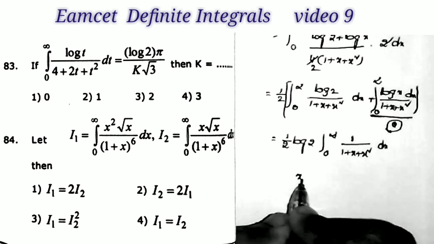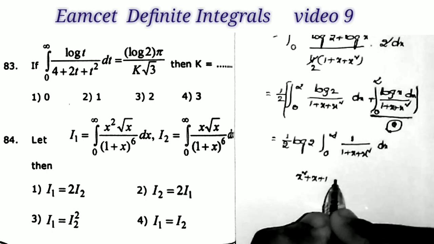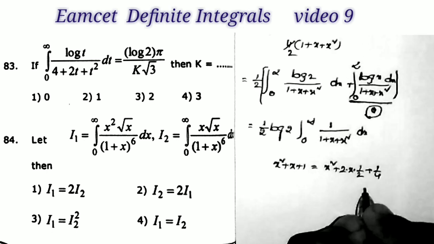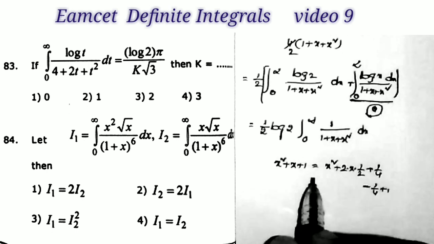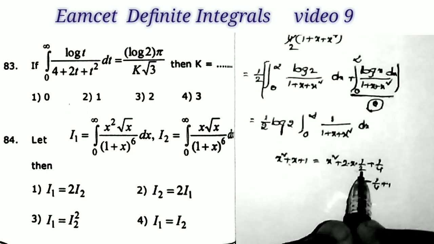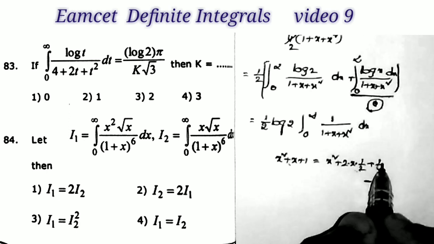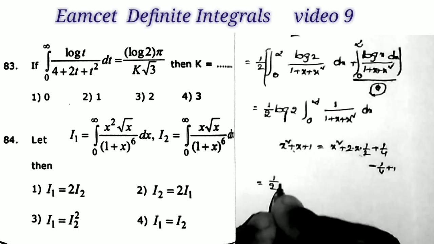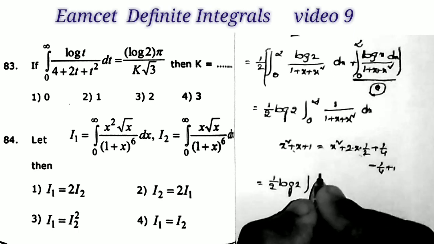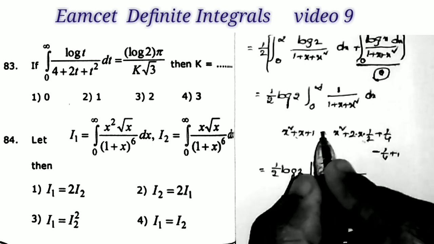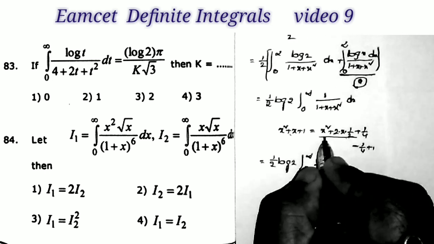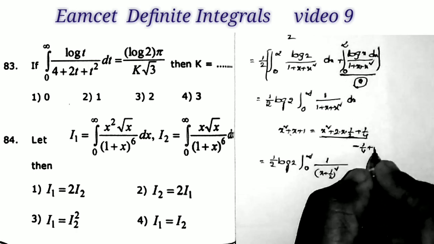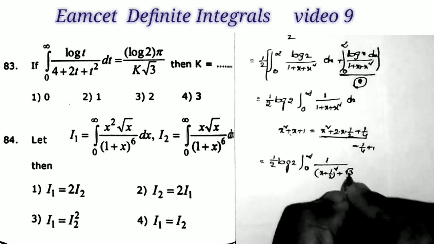So first, writing the denominator as x square plus x plus 1, which is x square plus 2 into x into 1 by 2 plus 1 by 4 minus 1 by 4 plus 1. Writing the middle term as 2ab, what is the b value? 1 by 2. Adding b square, 1 by 2 whole square. Now the denominator becomes a plus b whole square, x plus 1 by 2 whole square, plus 1 minus 1 by 4, that is 3 by 4, which is root 3 by 2 whole square.